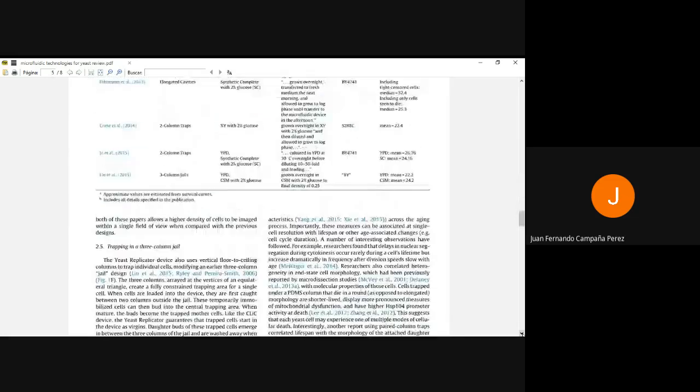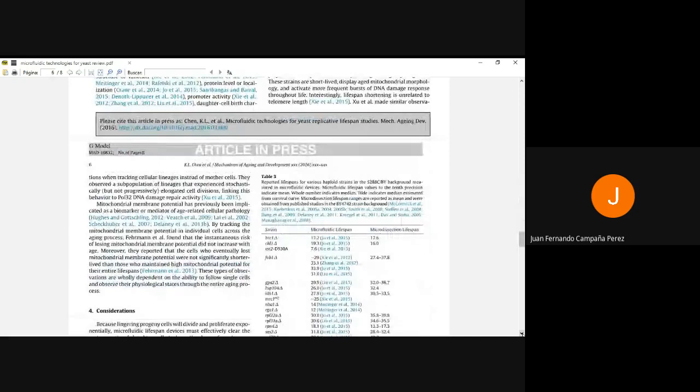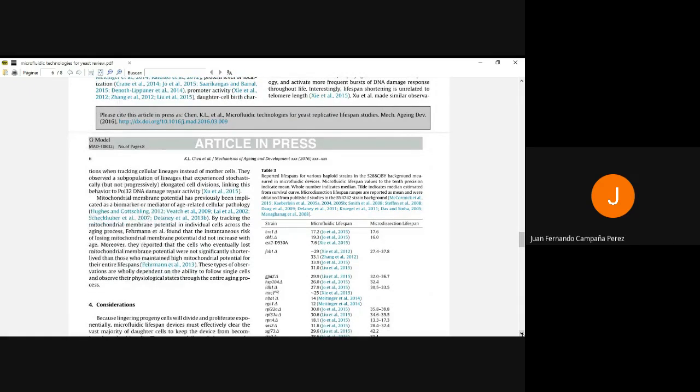Just to finish this presentation: coupled with time-lapse microscopy, these devices allow researchers to more easily collect replicative lifespan data. Moreover, when combined with fluorescently labeled proteins or dyes, researchers can track changes in cell physiology. And I think we can use this information to perform our studies. So thank you. I'm going to stop my presentation. That's it.